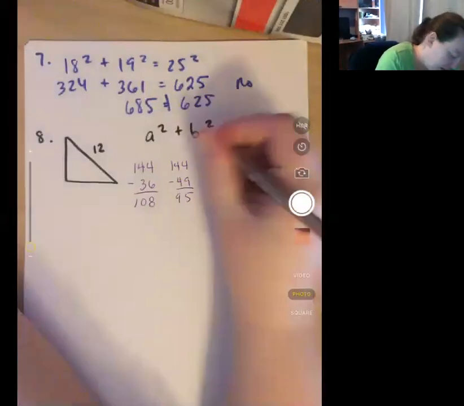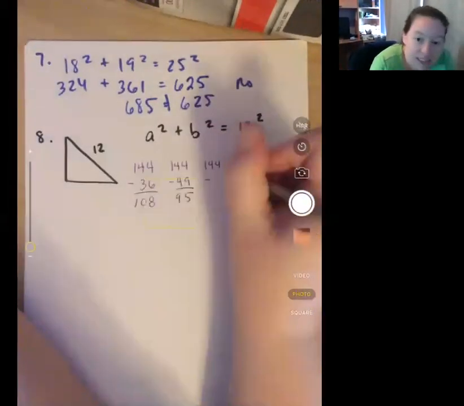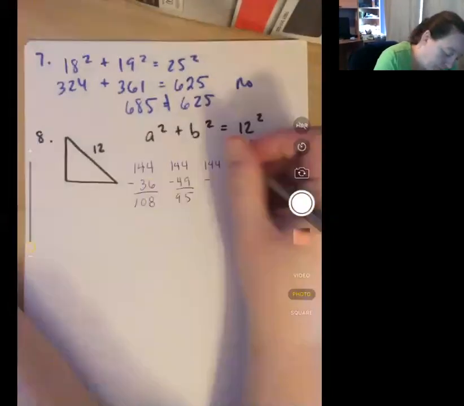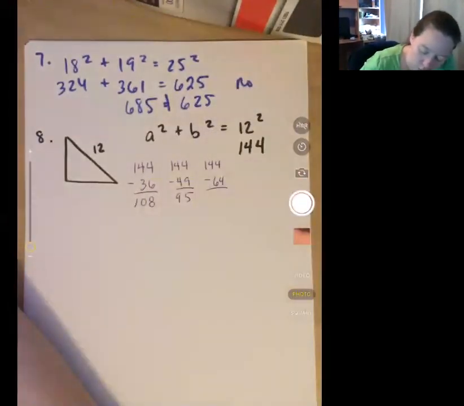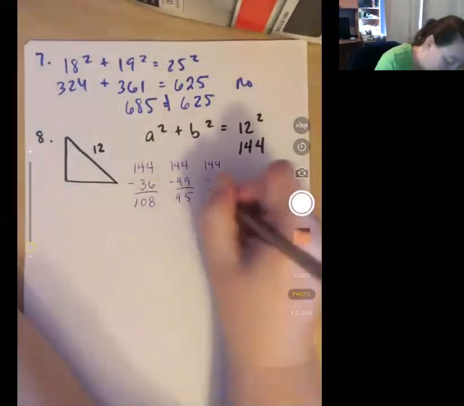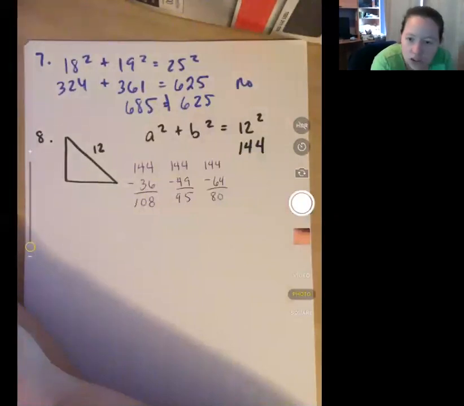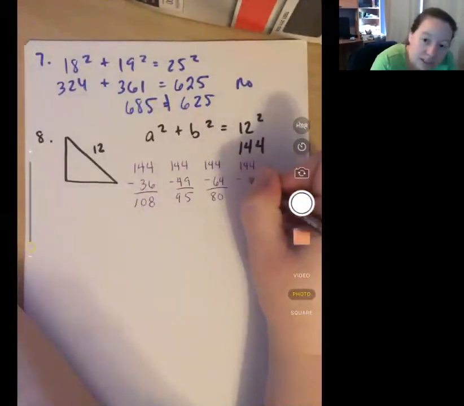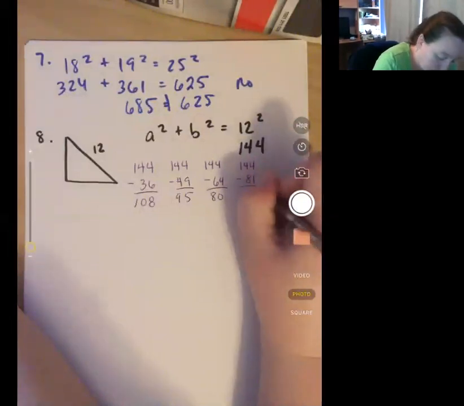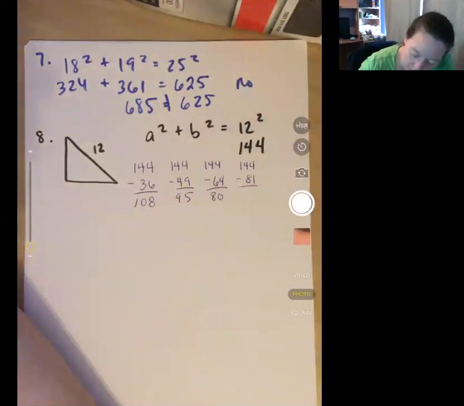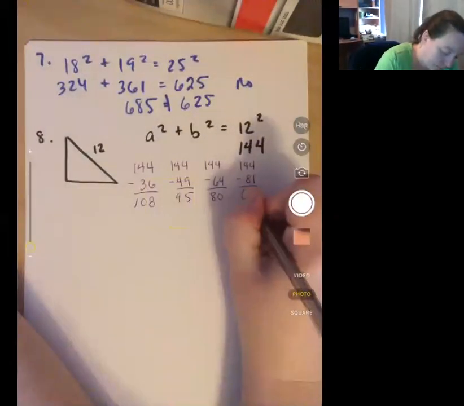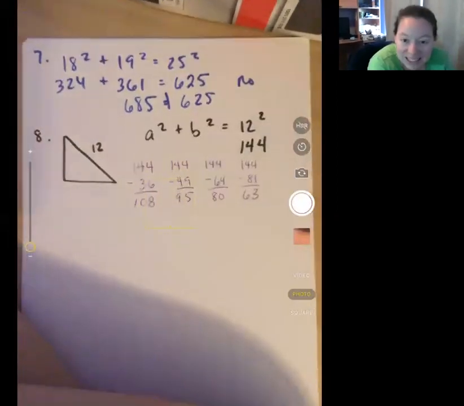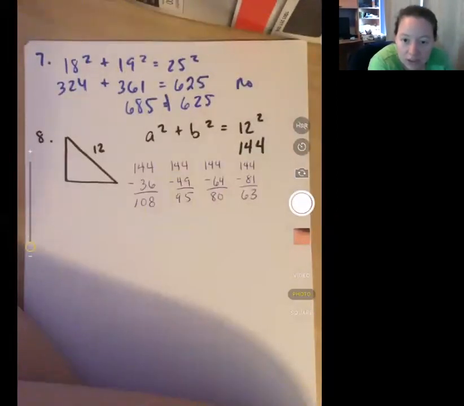So let's try 8 squared. 8 times 8 is 64. So 144 minus 64 gives us 80. There's nothing squared I can think of that'll give us an 80 as its answer. So let's try 9 squared. 9 times 9 is 81. 144 minus 81 equals 63. There is nothing squared that I can think of that will give us that. Let's try another one.